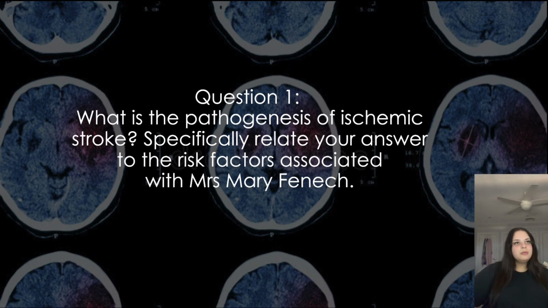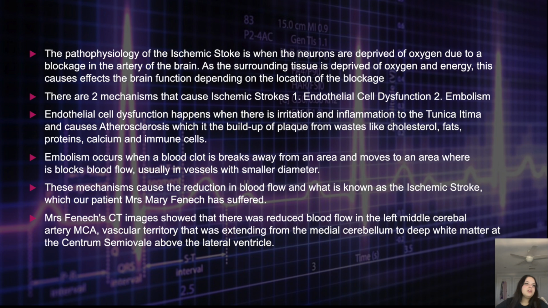Now, question 1. What is the pathogenesis of an ischemic stroke? Specifically, relate your answer to the risk factors associated with Miss Mary Finich. The pathophysiology of an ischemic stroke is when neurons are deprived of oxygen due to a blockage in the artery of the brain, as the surrounding tissue is deprived of oxygen and energy. This causes an effect on the brain function depending on the location of the blockage.